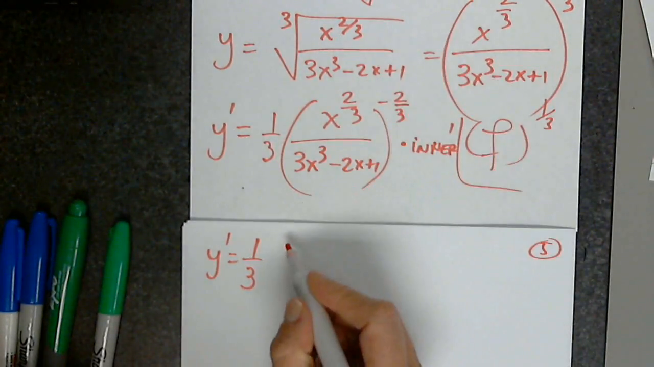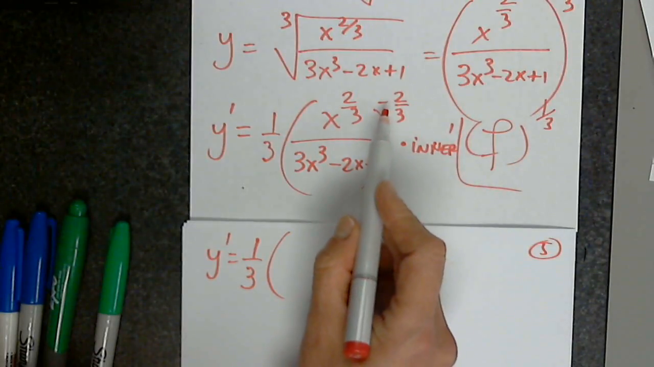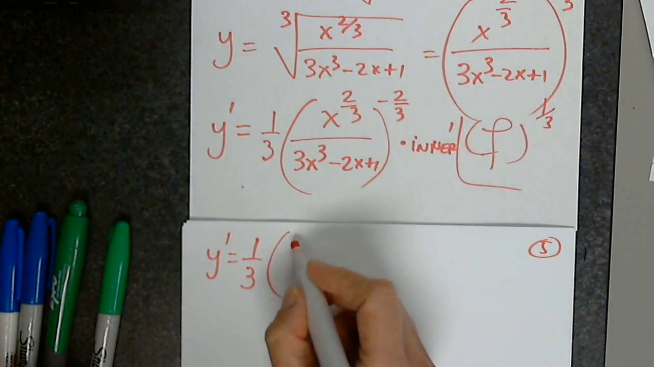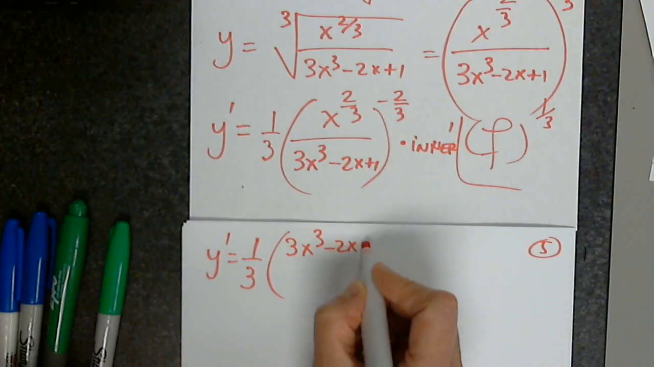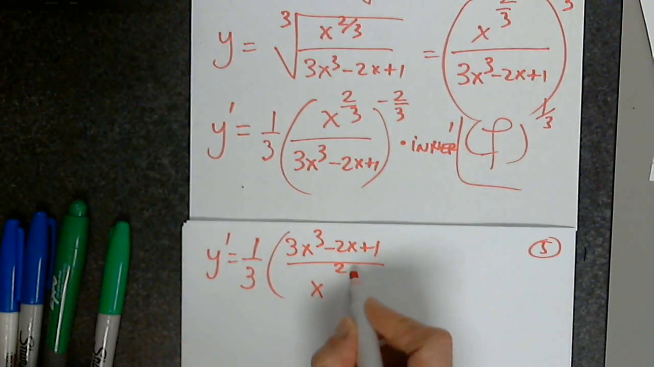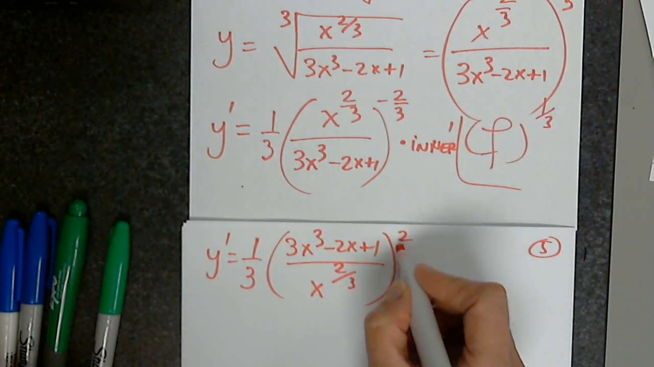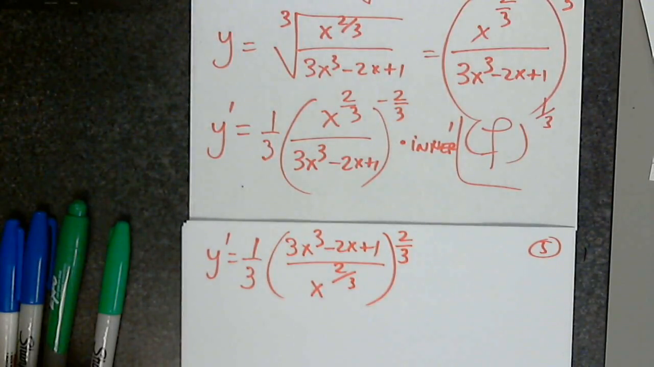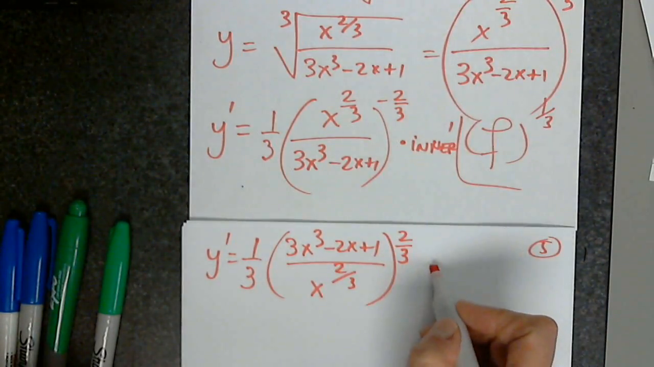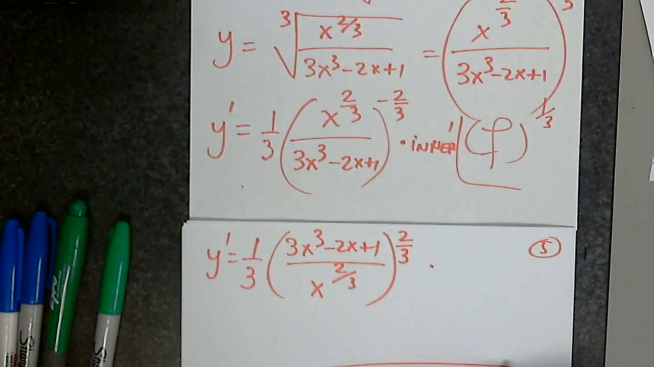I'm going to flip the 2 so I can change the exponent into positive. So 3x cubed minus 2x plus 1 over x to 2/3 raised to 2/3 this time, times the inner function prime, which, as I said, is awful.